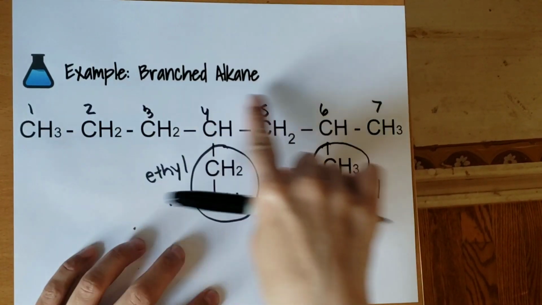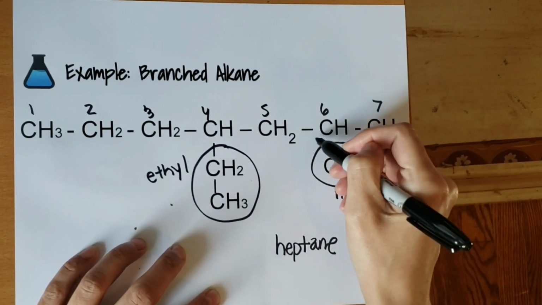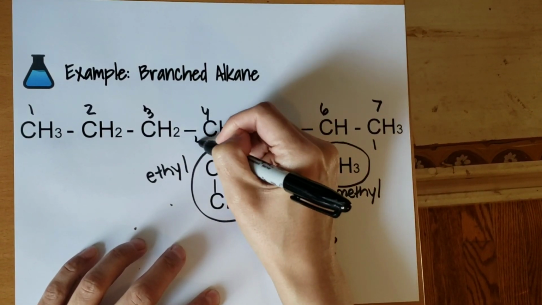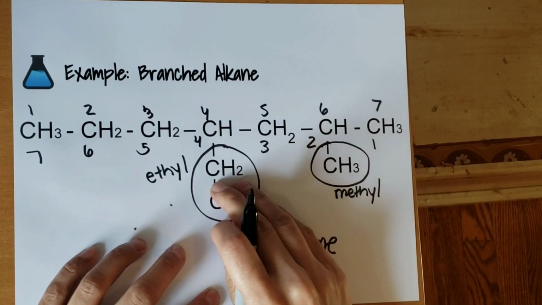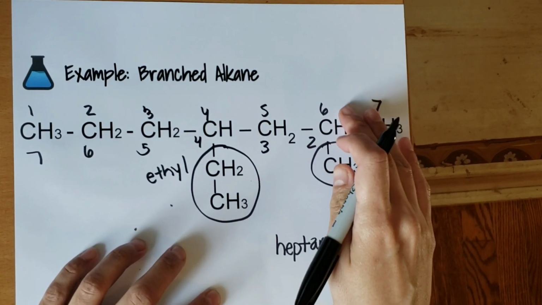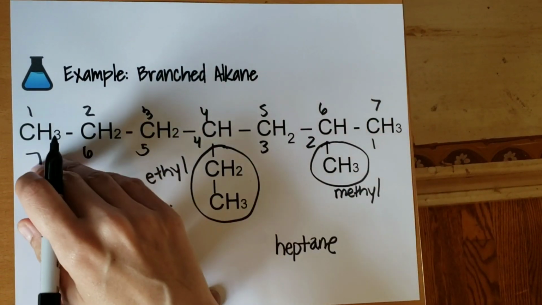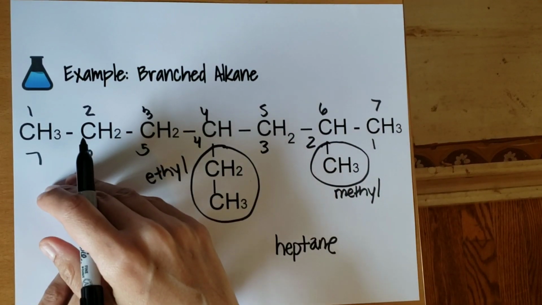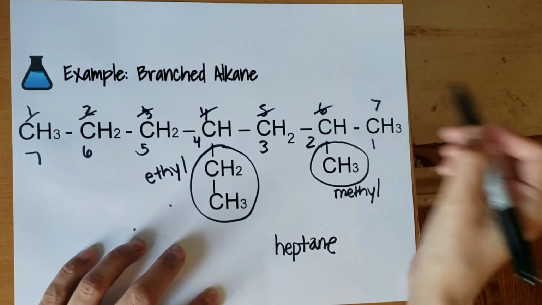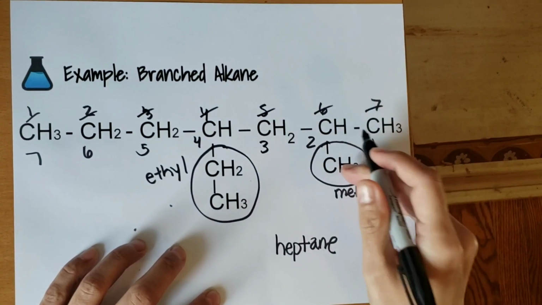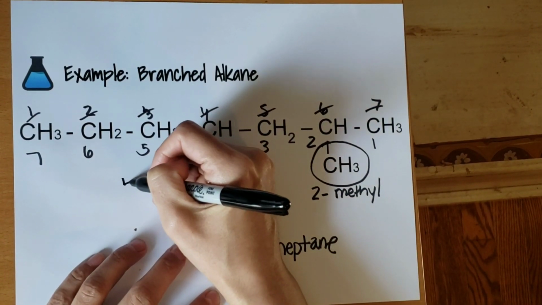So if I number from left to right, I have locations 4 and 6. But if I number from right to left in this case, I have locations 2 and 4. So 4 and 6 are greater numbers than 2 and 4. So I'm going to choose the right to left numbering. Since I've chosen that, I can't use both number schemes, so I'm going to just cross these off so I don't get confused. So that means my methyl group is on carbon 2 and my ethyl group is on carbon number 4.